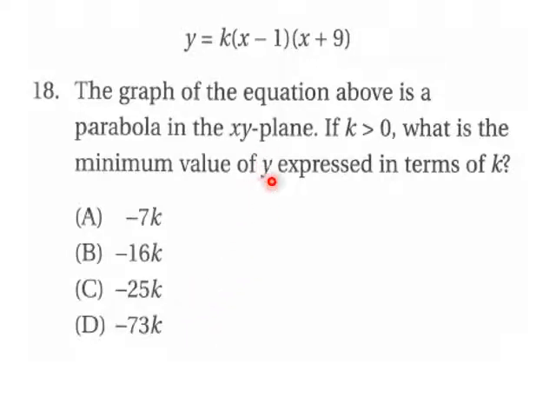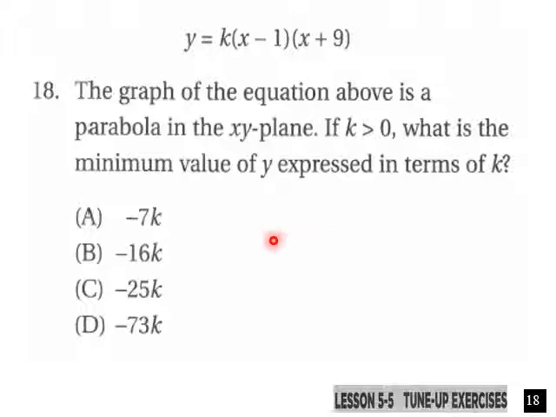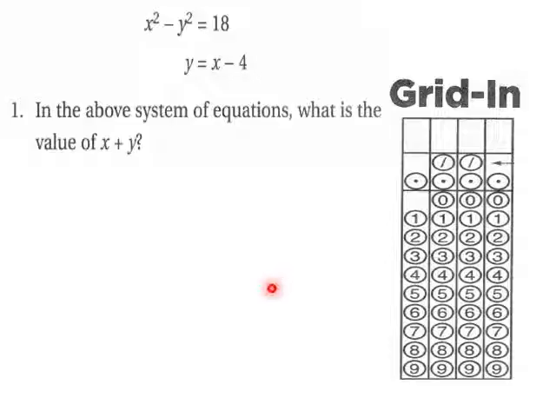And then 18, the graph of the equation above is a parabola. What is the minimum of this here? And then we get into grid-ins here. In the above system of equations, what is the value of x plus y in this situation here?